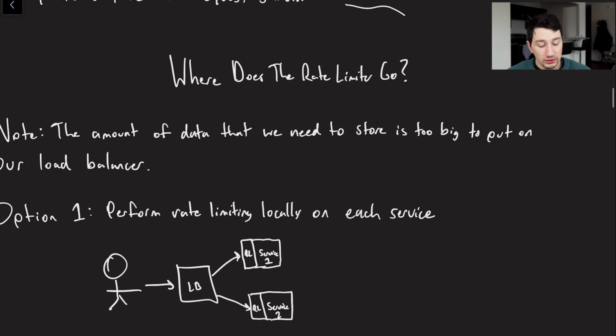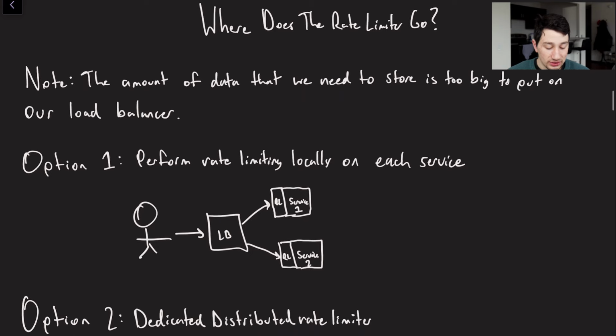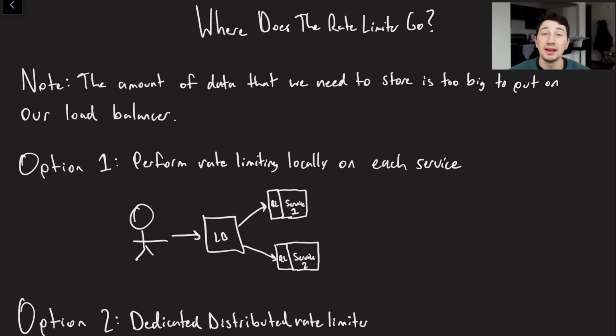Okay, so another question that we have to ask ourselves in terms of discussing architecture here is, where within our system does the rate limiter go? So again, we do have a load balancer, right? And I'm assuming for now that the load balancer and the rate limiter are separate entities. However, it is possible that if we want to make minimal network requests, we could actually put our rate limiter on our load balancer, right? Well, maybe not, because we mentioned that the amount of data that we need to store is probably going to be too big to keep in memory, thus making it infeasible for our load balancer.